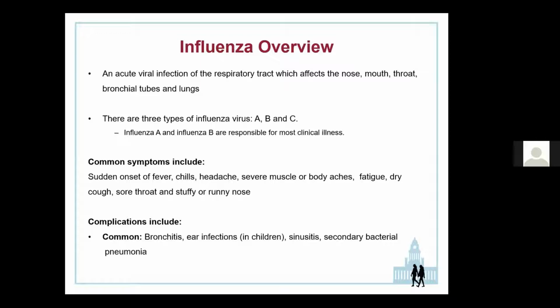Complications in flu do occur and can affect anyone. They are more common in at-risk groups, which we will go on to look at later in the slides. Common complications can include bronchitis, ear infections in children, sinusitis, and secondary bacterial pneumonia. Less common but more severe complications can include meningitis and encephalitis, which is inflammation of the brain.